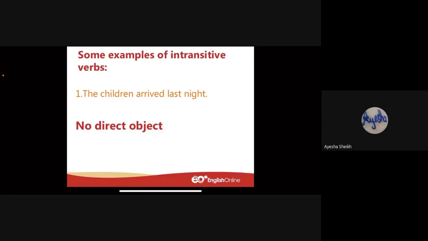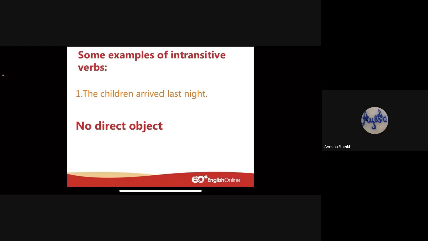Some examples of intransitive verbs. The children arrived last night. No direct object. See, the children arrived last night. The children is subject. Arrived means to come. That is verb. Is there any object? Ask the question what? Ask the question whom to the verb. Is there any object? No.